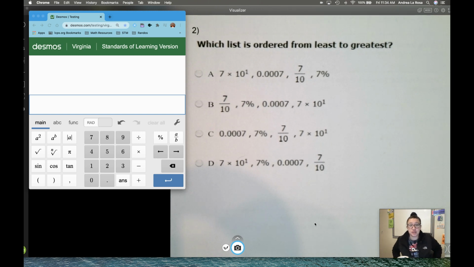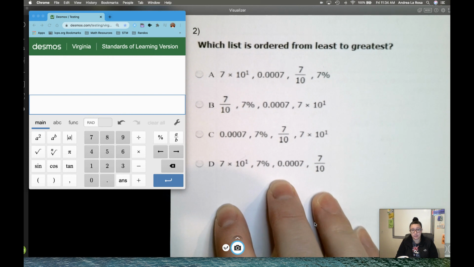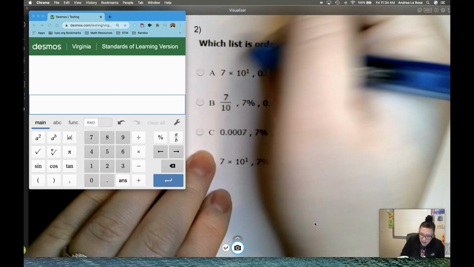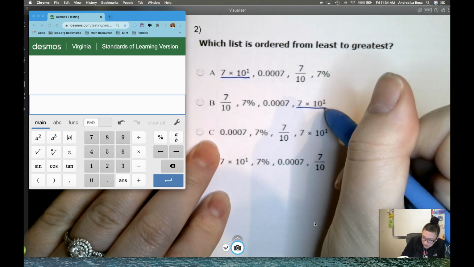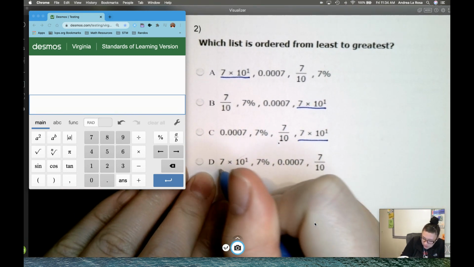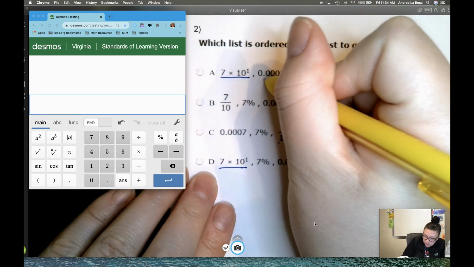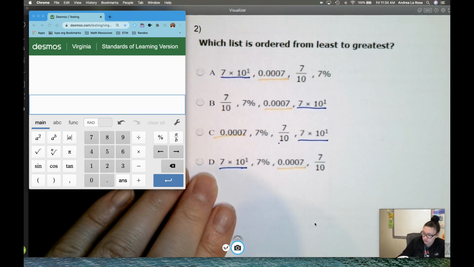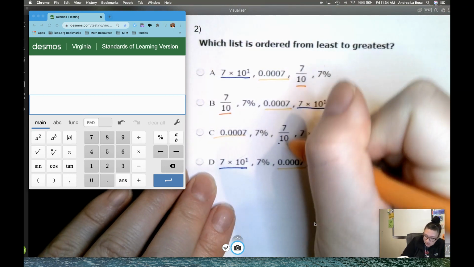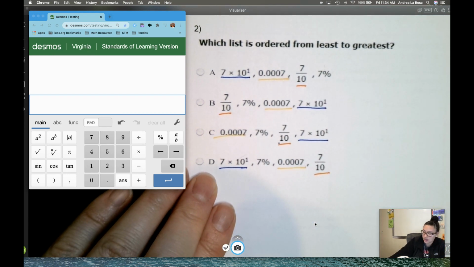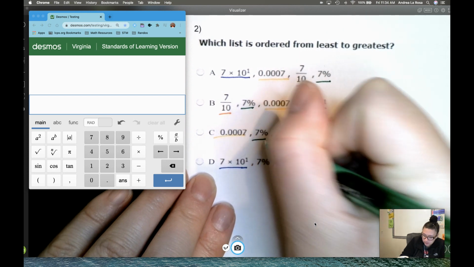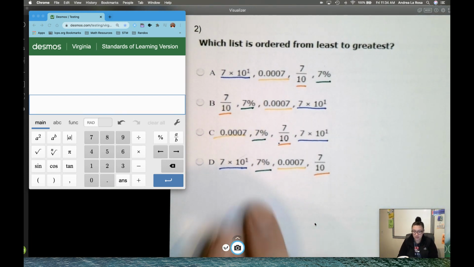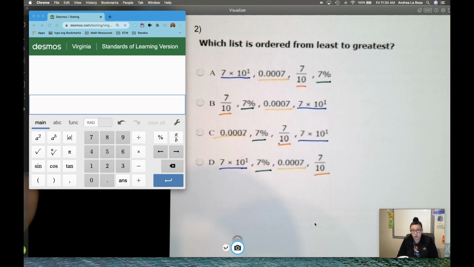So now we're on number 2. It says, which list is ordered from least to greatest? This is a lot of numbers to look at, but I notice I have 7 times 10 to the first in all of my problems. I notice I have 0.0007 in all of my problems. I have 7/10 in all my problems. And I have 7% in all my problems. So I just need to look at these 3 numbers and figure out what the order needs to be.